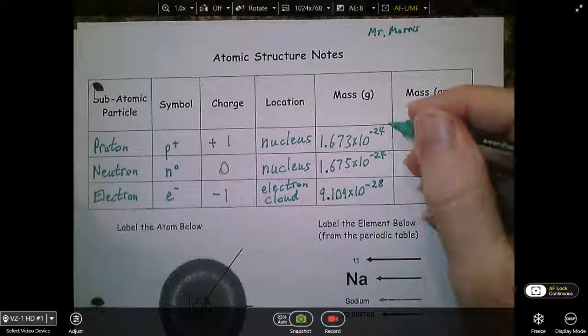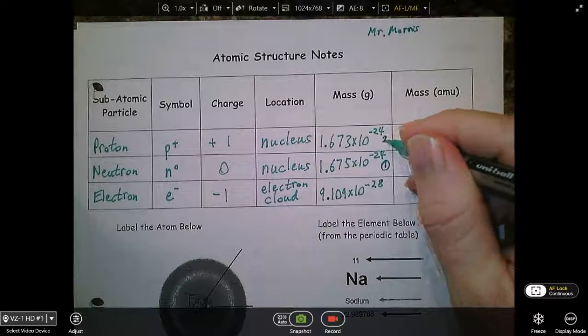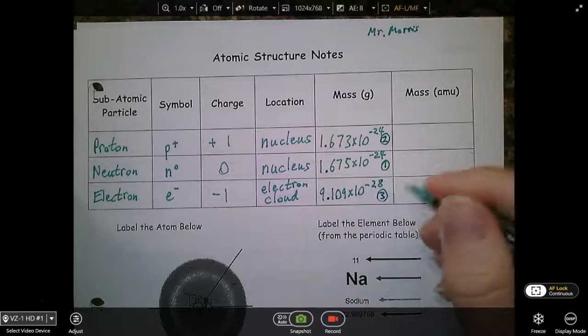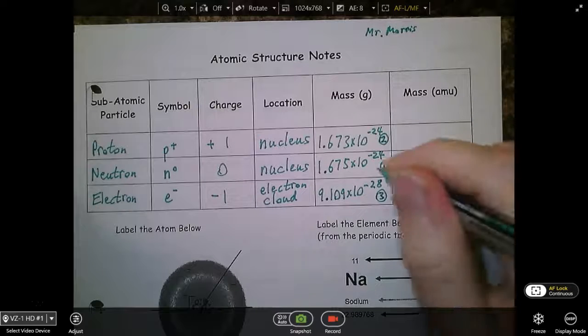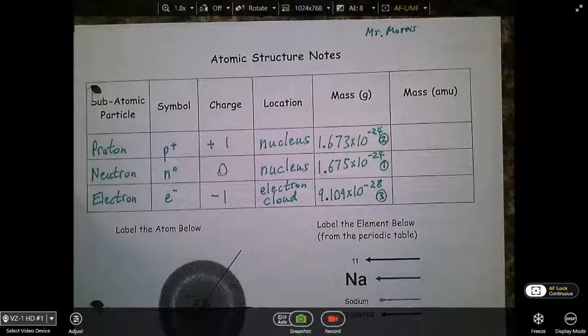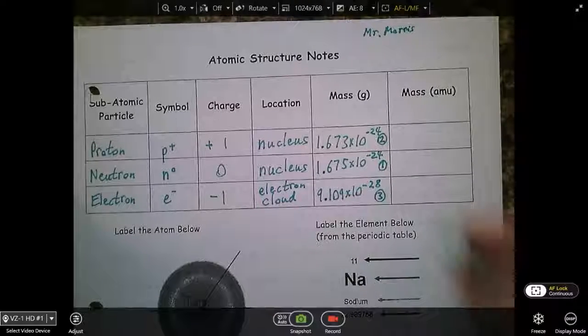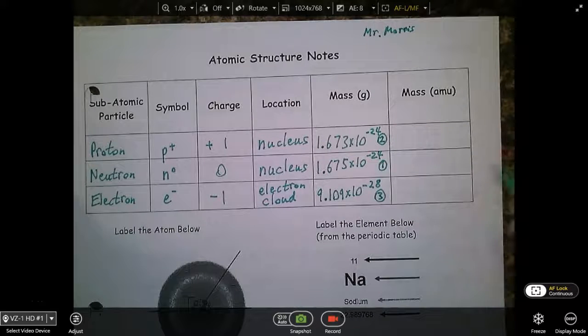Okay, so this one is the largest. This is the second largest. And this is the smallest by far. So what I want you to know is that the mass of proton and neutron is almost the same, but the neutron has a slightly greater mass. Okay? So neutron has a slightly greater mass. Make sure you know that. So write those out so you know which one is the heaviest, which one is the lightest.